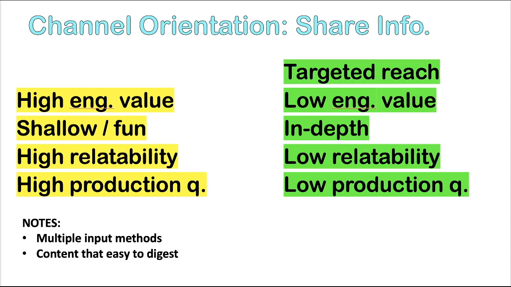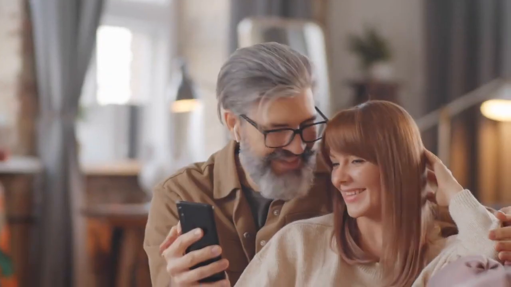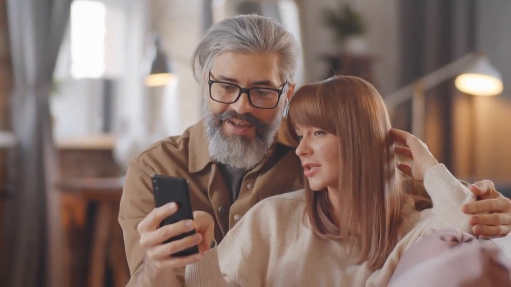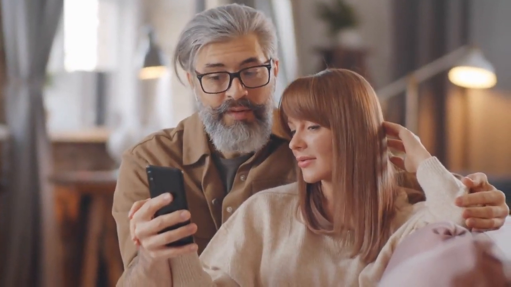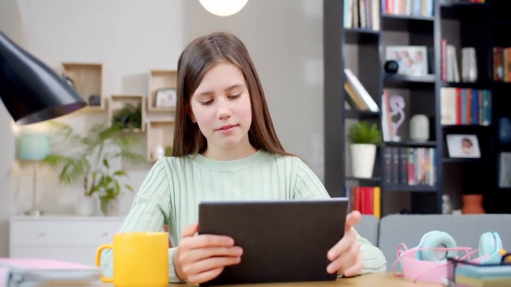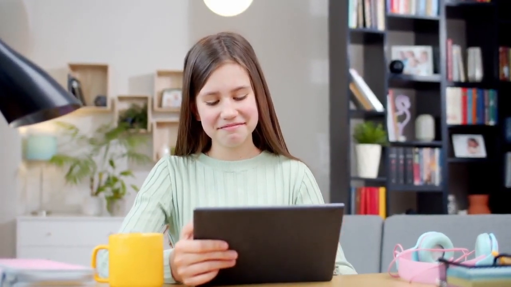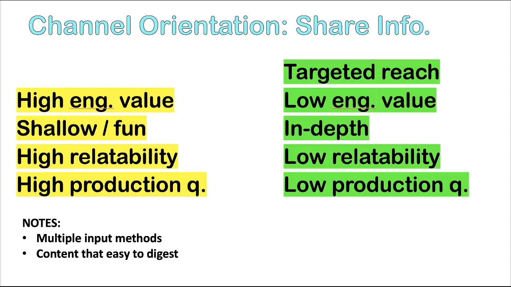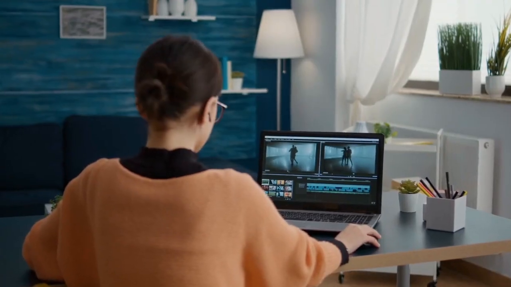Also consider relatability. In general, if you're going for an older audience, you don't necessarily have to be too relatable, but if you're aiming for a younger audience, relatability becomes more important. Similar for production quality. Audiences who are there just to get information don't really need high production quality. But if they want to be slightly engaged, slightly entertained, then you're going to need a little bit more production quality.